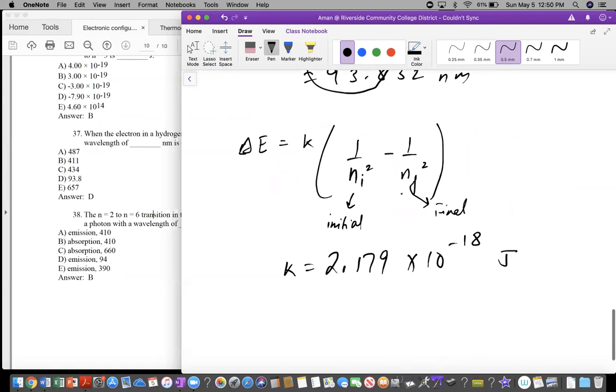But here you cannot switch signs. You don't always make them positive or always make them negative. It depends on the question. If you plug in the right values, then you will get the right answer.